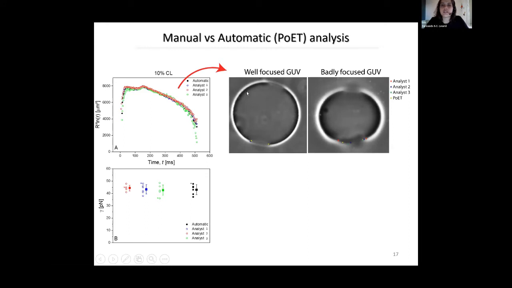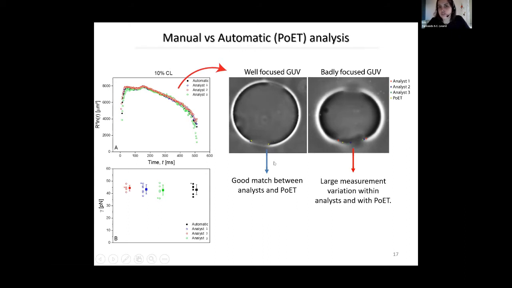So as we can see in this figure here, where the same 3 analysts were asked to mark the extremities of a pore, a good match between the analysts and POET is expected for good or well-focused GUVs. However, for badly focused GUVs, a large measurement variation within analysts and also with POET is expected. Well, but I would say that the best result of POET is that it allows a 96% reduction in the analysis time.